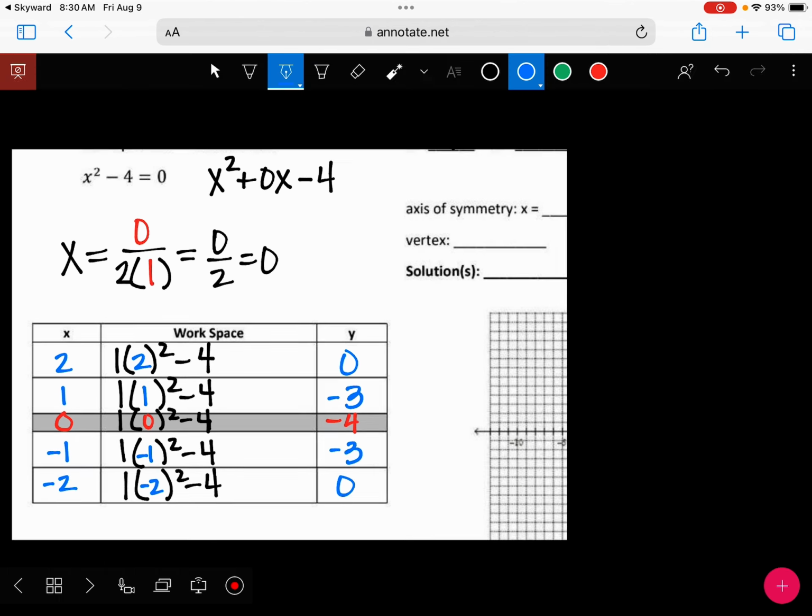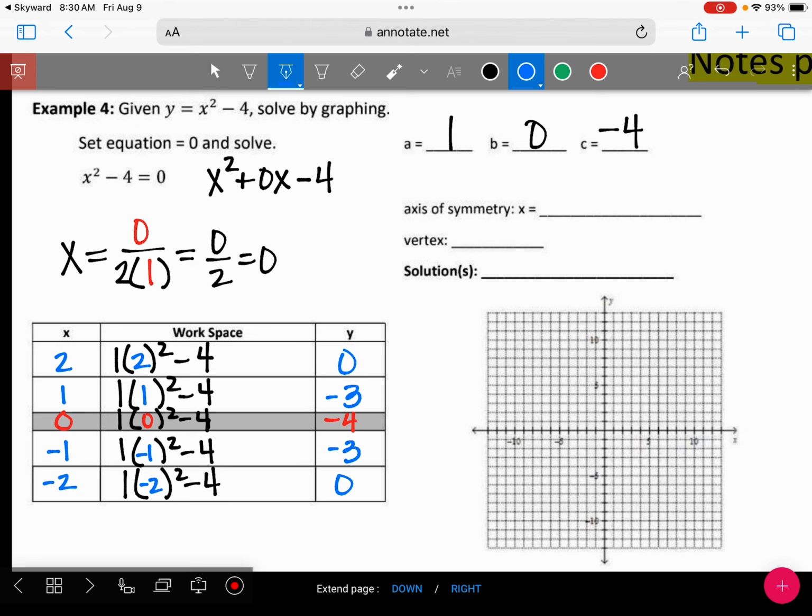All right, let's go ahead and plot it. Oh, I forgot to fill this out. Axis of symmetry is x equals 0. Our vertex we just figured out is at 0, -4. So now let's graph it.